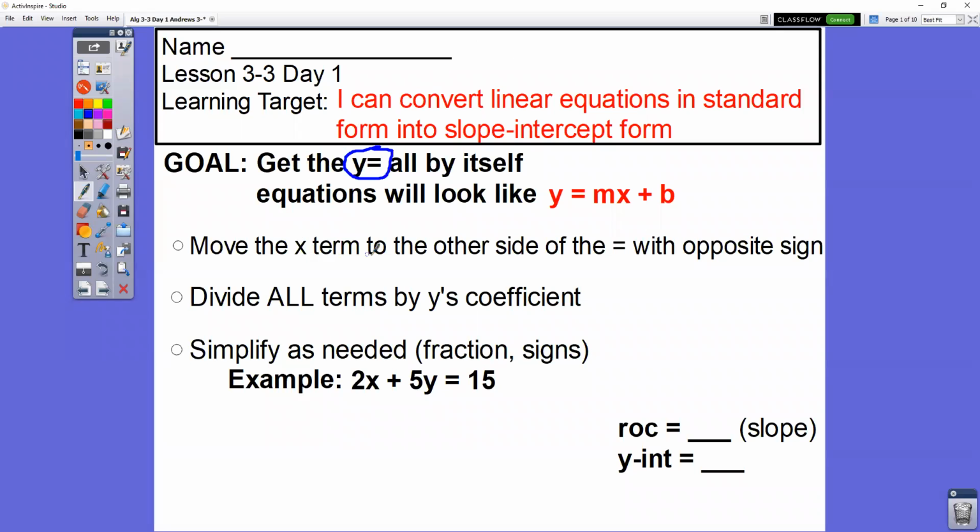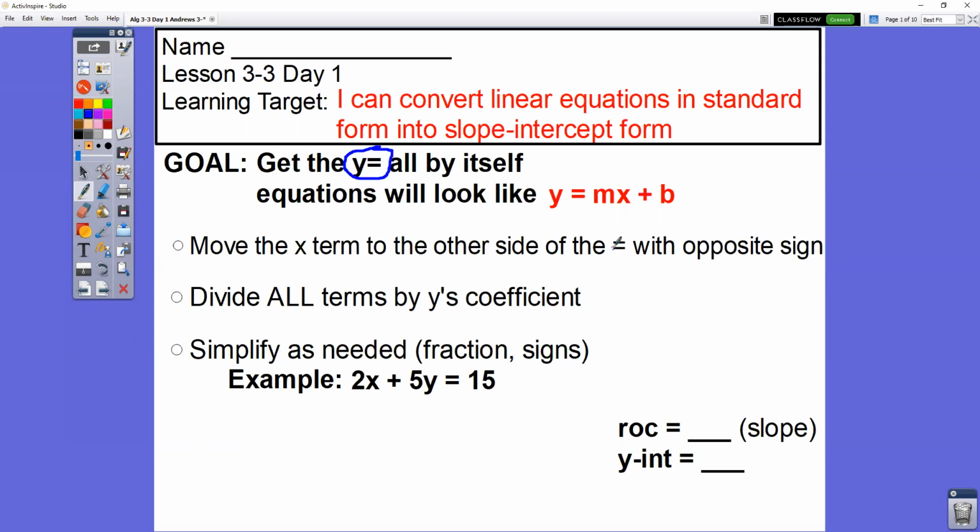Sometimes you're going to have to move the x term to the other side of the equal sign with an opposite sign. You want to get all your x's onto one side and your y's onto the other side. So by doing that, you either have to add or subtract it from both sides. If it's positive, you're going to need to subtract the x. If it's negative, you're going to have to add the x.